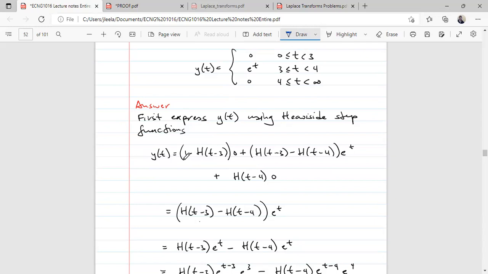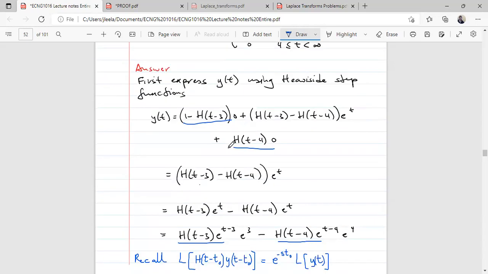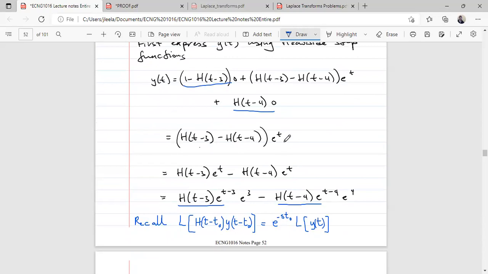So these two parts here wouldn't give anything. So it's just the middle region. So we have h at t minus 3 minus h at t minus 4 times e to the t. So h at t minus 3 e to the t minus h at t minus 4 e to the t.